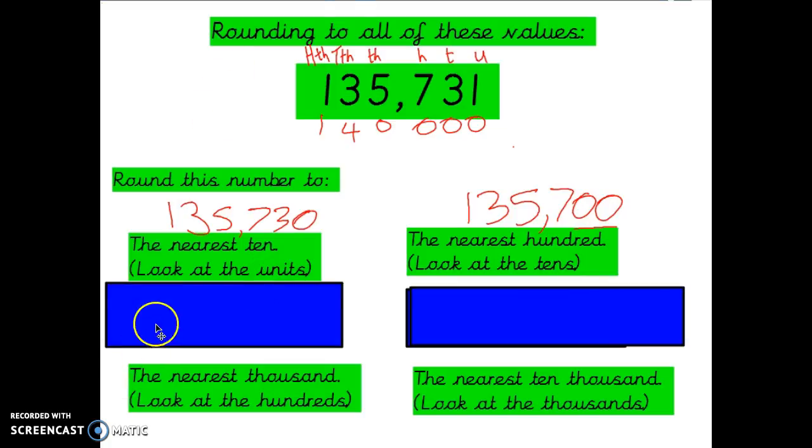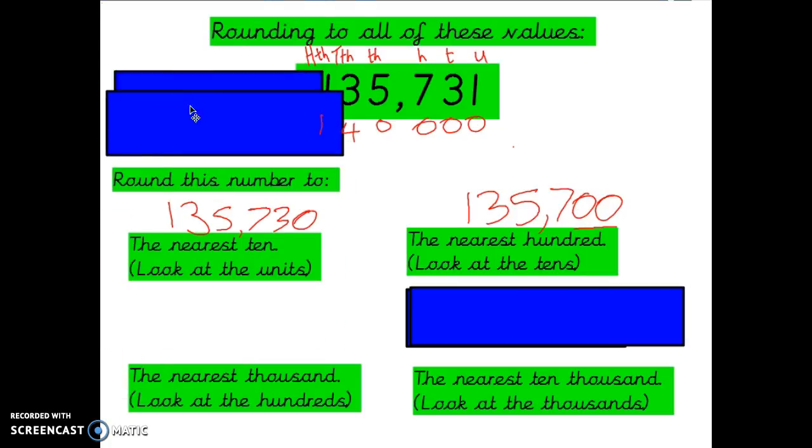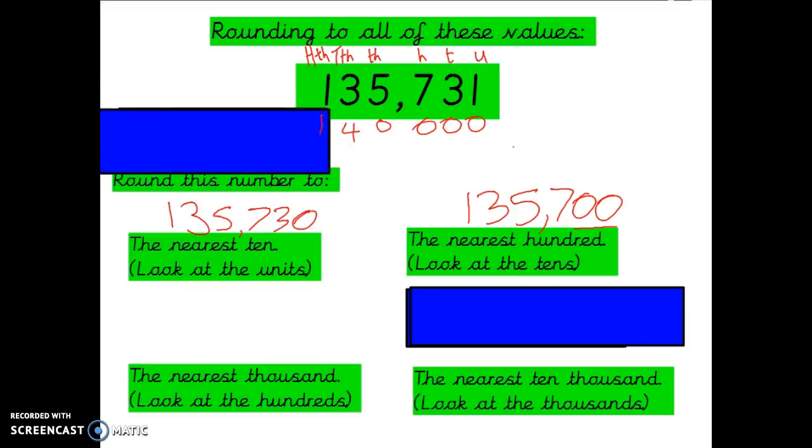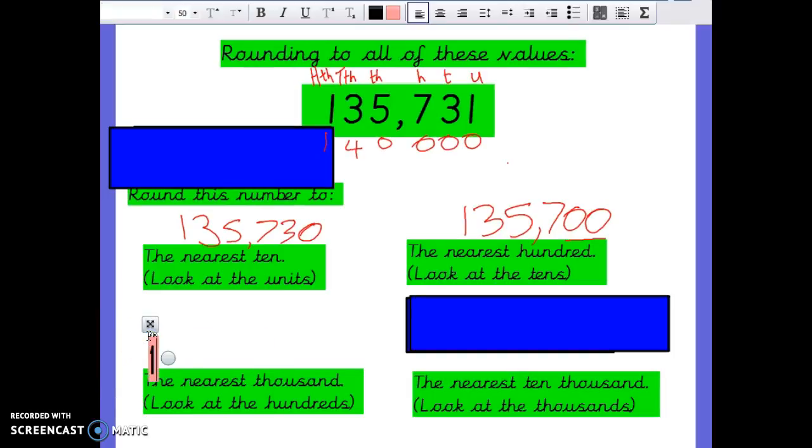If we look at our nearest 1,000, I look at my number in the hundreds column. It's a 7, so I round up. Now I'm going to need to change this 5 to a 6, so it would become 136,000. It's still a multiple of 1,000. It's got 3 zeros at the end. 136,000. There you go. But I've looked at the number in the hundreds column, and I've had to change this one because I'm rounding up. So you might have to change the numbers when you're rounding up.